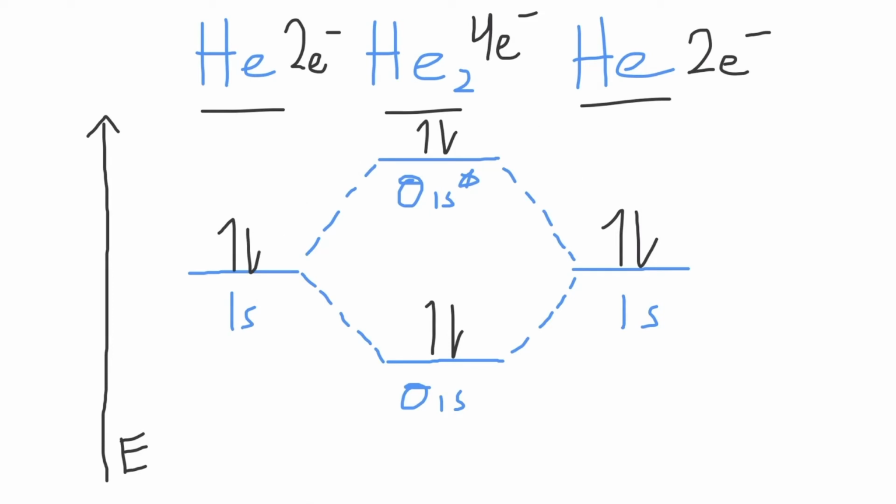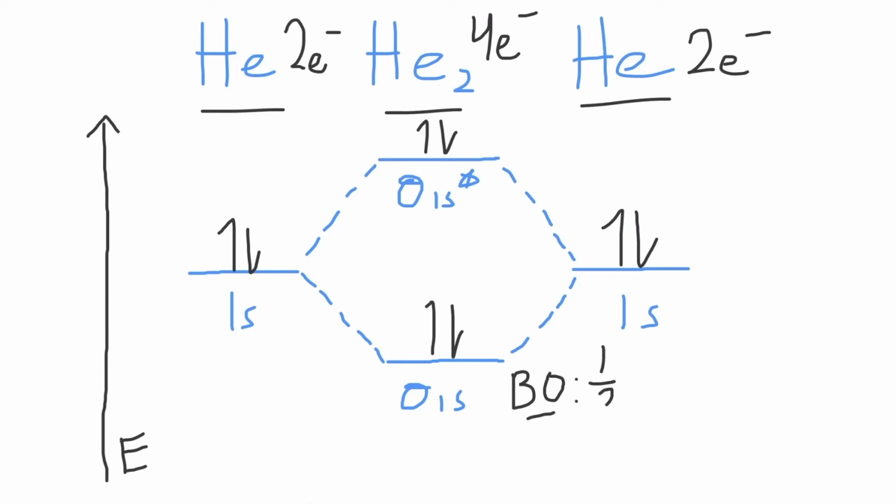Now, what does this tell us about if the molecule exists or not? Well, to determine if it exists, we can find the bond order. And the bond order is a measure of the number of electron pairs that are present in a bond between the helium atoms in the He2 molecule.